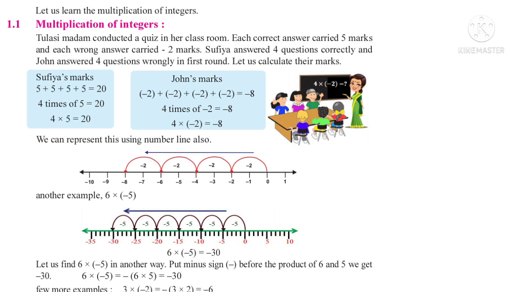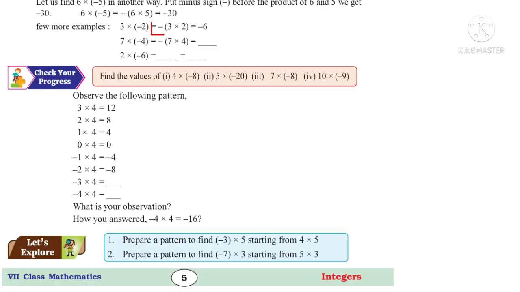We can find 6 into -5 in another way. First put a minus sign before the product of 6 and 5. We get -30. That is, 6 into -5 is equal to minus of 6 into 5, which is equal to -30. For more examples, 3 into -2 is minus of 3 into 2, that is -6. Now 7 into -4 is minus of 7 into 4, which is equal to -28. And 2 into -6 is equal to minus of 2 into 6, which is equal to -12.